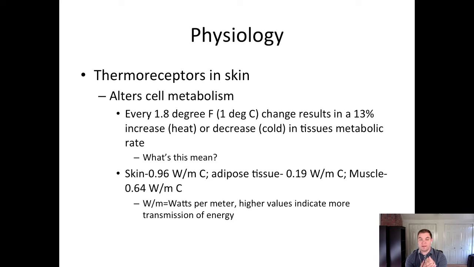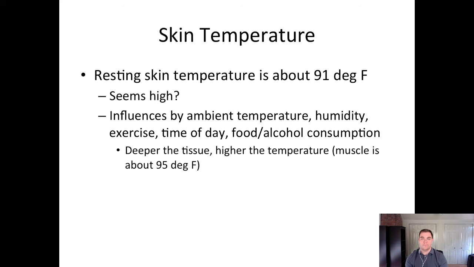So if I place an ice bag or hot pack on my hand, it's going to transmit the energy a lot better than it would on my gluteus maximus, right, my butt. Most people, their glutes have a lot more adipose tissue. So therefore, it's a little bit more difficult for the energy transfer to occur.